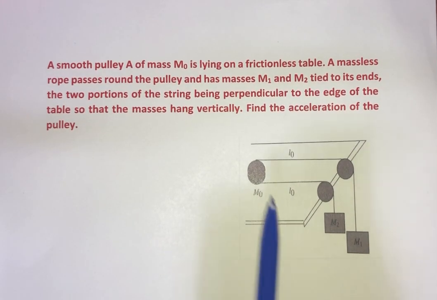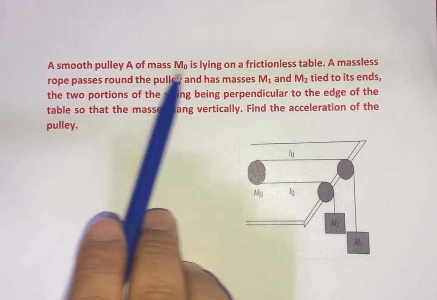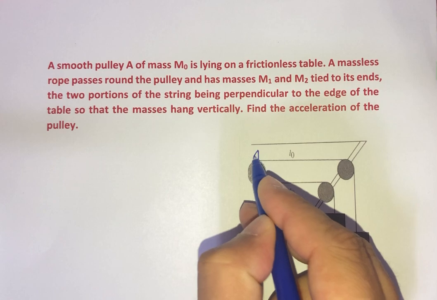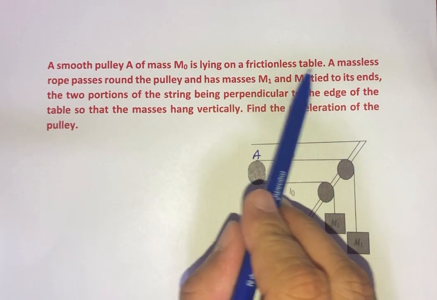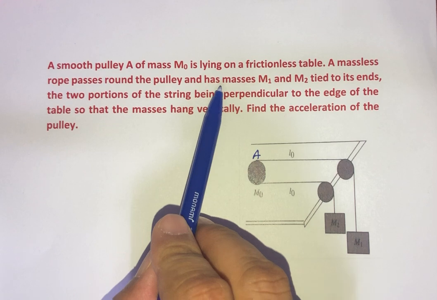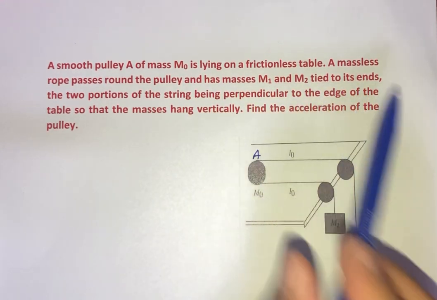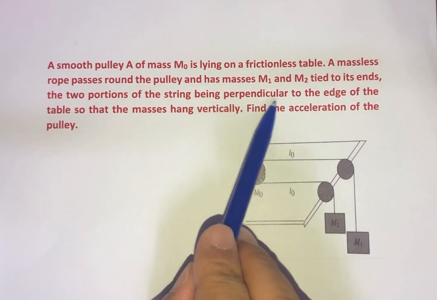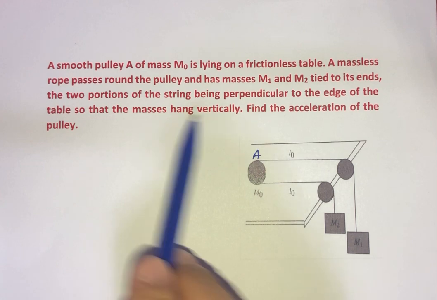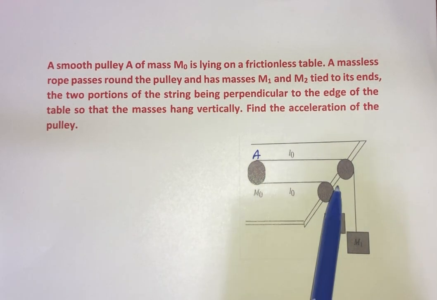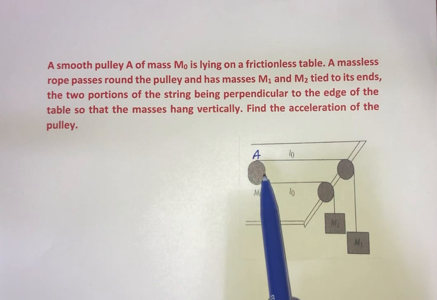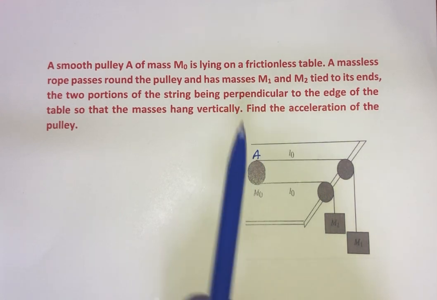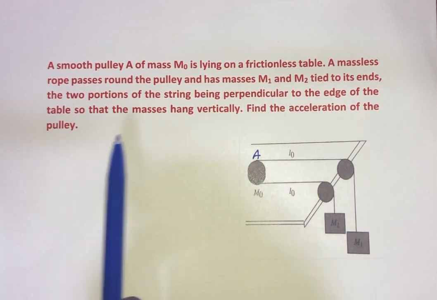Hello friends, so in today's question, a smooth pulley A of mass m naught is lying on a frictionless table. A massless rope passes around the pulley, and has masses m1 and m2 tied to its ends. The two portions of string are perpendicular to the edge of the table so that the masses hang vertically. So this pulley is horizontal, lying on the face of the table, and these two masses are vertical with respect to the table. We have to find out the acceleration of the pulley.